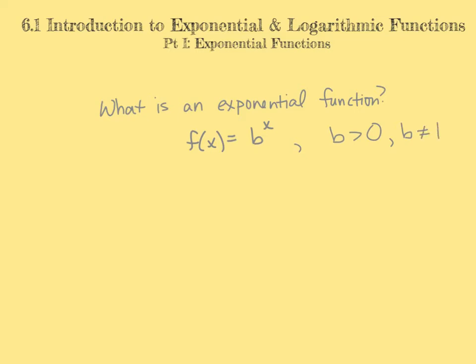Let's think about why that is. What's 1 to any power? 1. So that would just be a horizontal line, technically a function, but not an exponential one. It's just the line y equals 1. So an exponential function is of the form f of x equals b to the x, where b is our base and x is the exponent. b does have to be positive, but it cannot be 1.